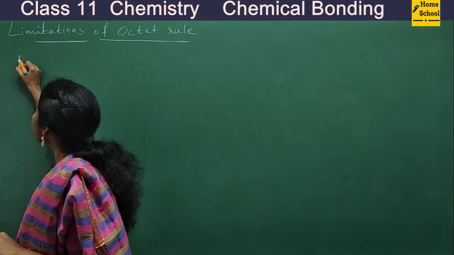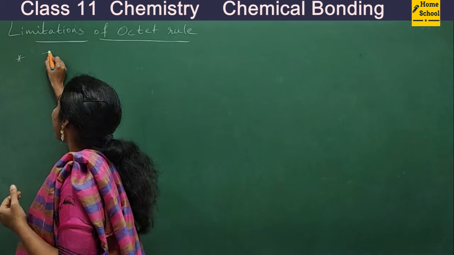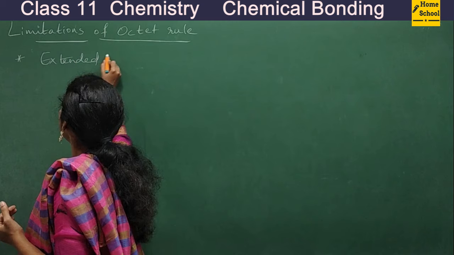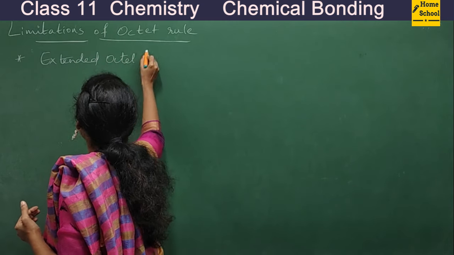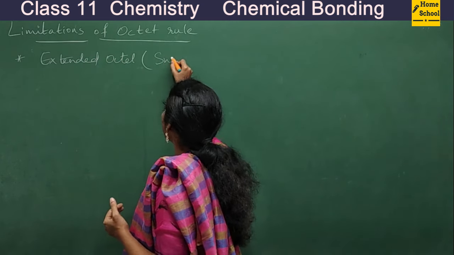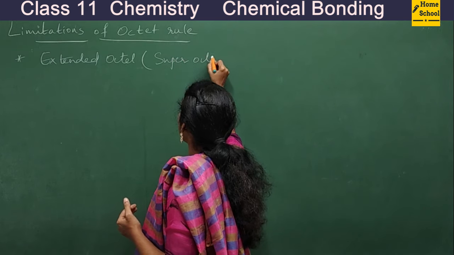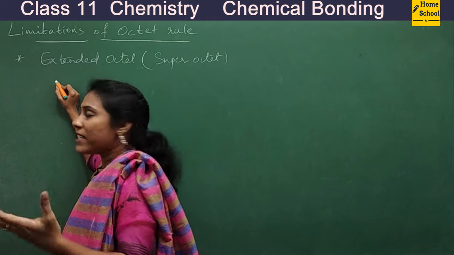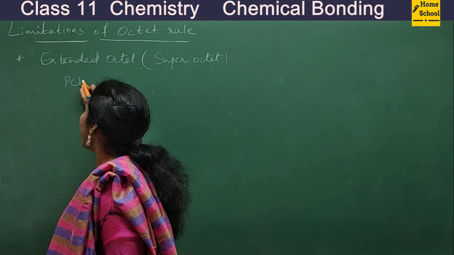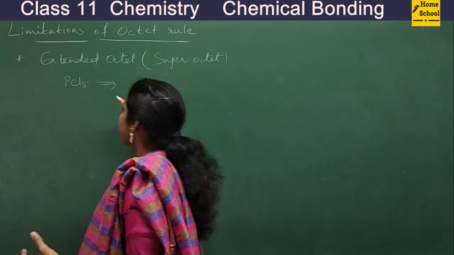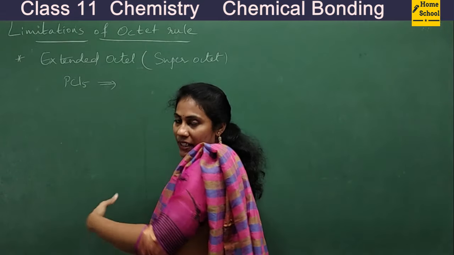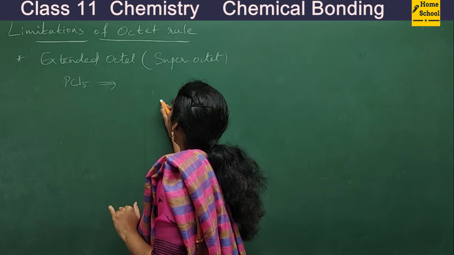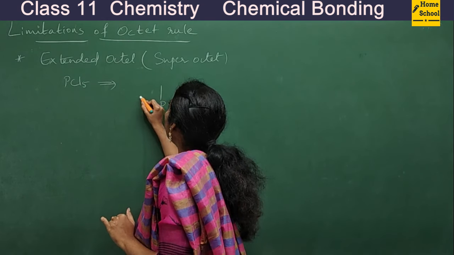Under that, the first and important limitation is the extended octet, or we call it the super octet. See, if you try writing the Lewis dot structure for PCl5, using the tricks that I told you before, you can write the dot structure for PCl5. So when you write, this is how you will observe.